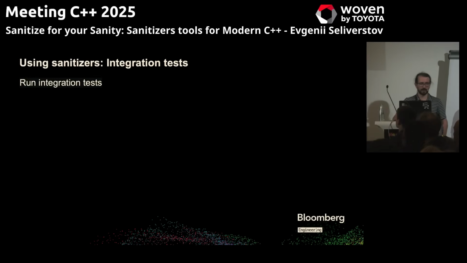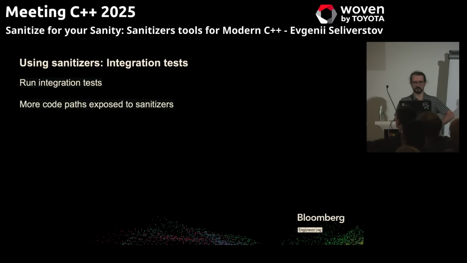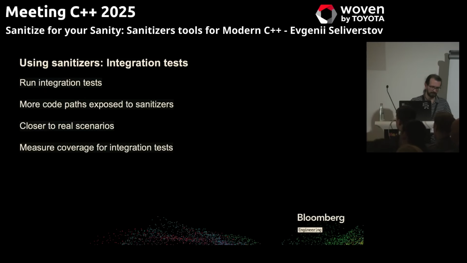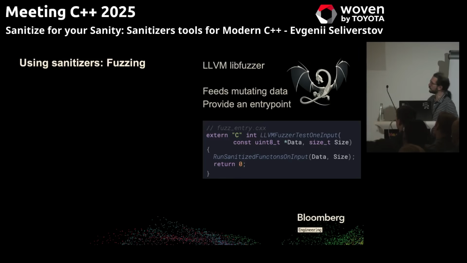So for this, first of all, we run unit tests. Then we should probably approach running integration tests, so more code paths are exposed to sanitizers. If you run integration tests, it's usually almost end-to-end. You are much closer to real scenarios. And of course, you need to measure coverage not only for unit tests, but also for integration tests, because it tells you so much about what you miss. For unit tests, it's probably okay to have 80%. But if you miss something for integration tests, it could be a really big problem because you're not checking this behavior.